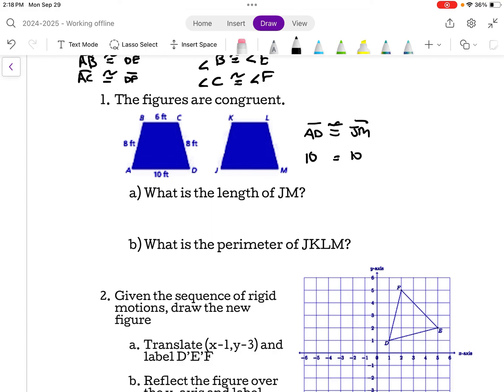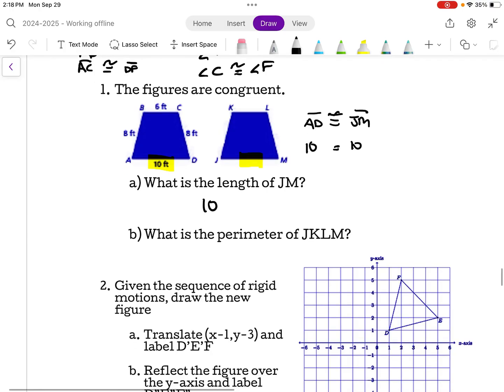So when it asks me for the length of JM, I'm looking for these two sides right here. And if they are congruent, then they would be the same length. So when it asks for what's the length of JM, I would just say 10. And then if it's asking for the perimeter, the perimeter of these two will be the same as long as the sides are the same. And I know that the sides are the same because they're both congruent.